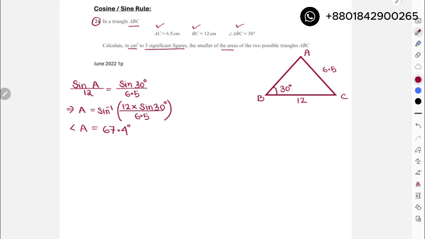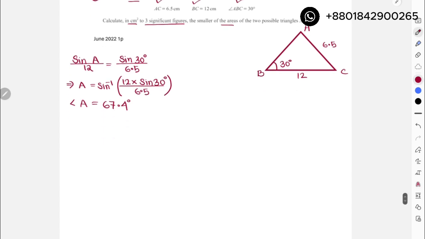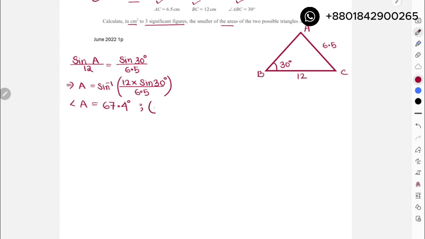The problem is that this is the 67.4 that you get, considering that this is an acute angle, but you're not exactly sure whether this angle A is supposed to be an acute angle or not, right? So that's why they're asking for two possible areas or two possible triangles. You need to find out the smaller area. In this situation, we get one value for angle A, that is an acute angle, and the second value for angle A, which is going to be an obtuse angle, and that we can calculate by the second value of sine.